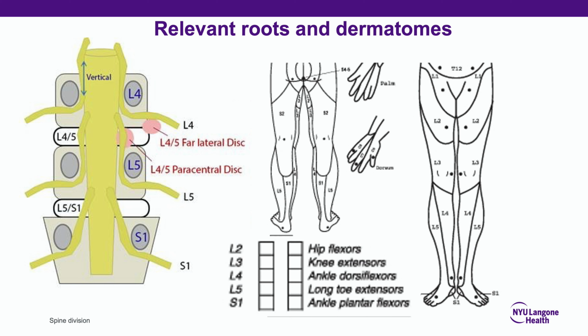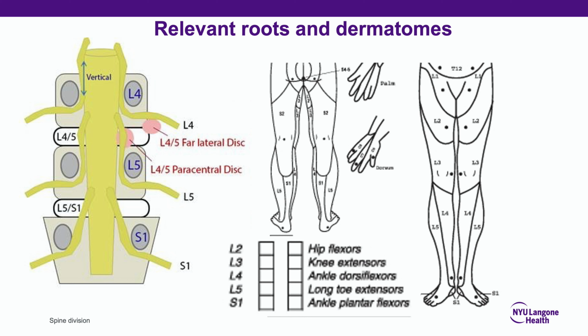You can see here that the paracentral disc will mostly influence or compress the traversing nerve root, the root that is going down and going to exit below the next pedicle. So an L4-5 paracentral disc will compress the traversing L5 nerve root, and it will create symptoms in the L5 distribution, which is the long toe extensors and the lateral leg. The far lateral disc in the L4 disc space will mostly compress the exiting nerve root, the nerve root which has already exited below the L4 pedicle, and will create L4 radicular symptoms.